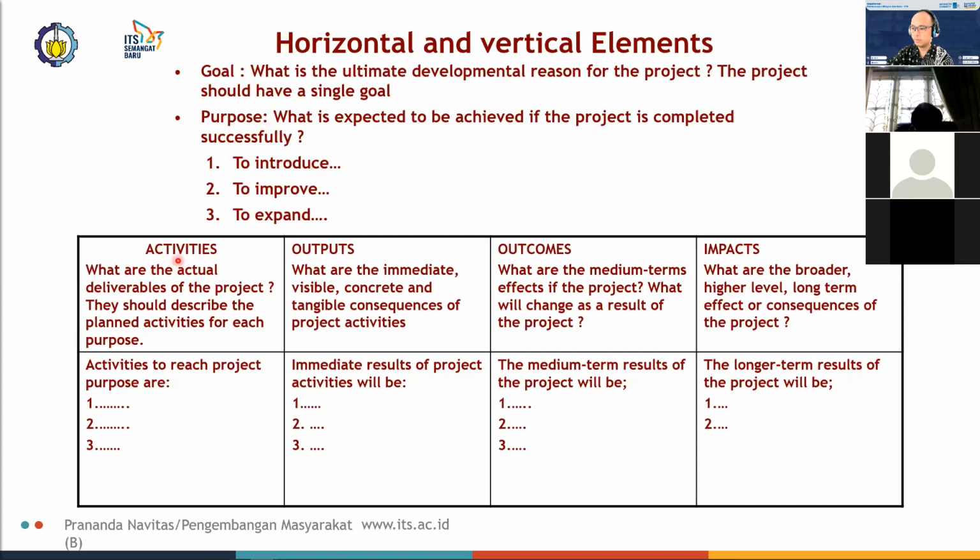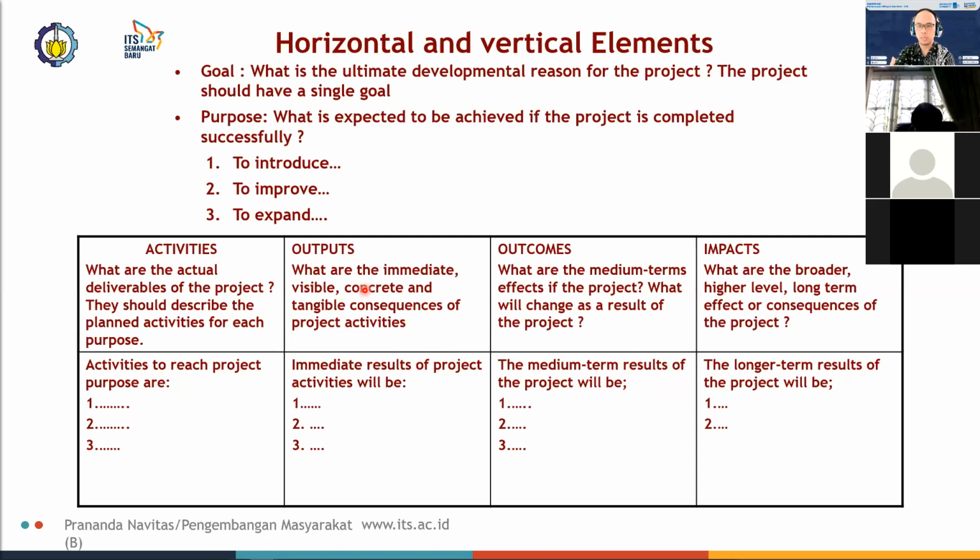and then here we have the activities. Here, what are the actual deliverables, and then the output of each activity. What are the immediate, visible, concrete, and tangible consequences of project activities? So, activity one. What is the result of activity one? The result of activity one should be written down here, and then what are the outcomes of those activities? Now, outputs are the immediate effect, or the immediate or concrete tangible consequence.